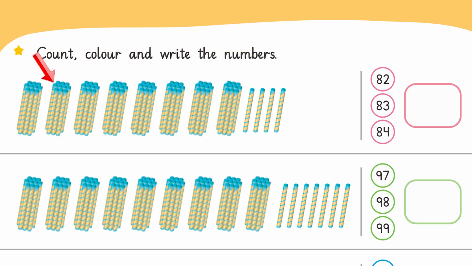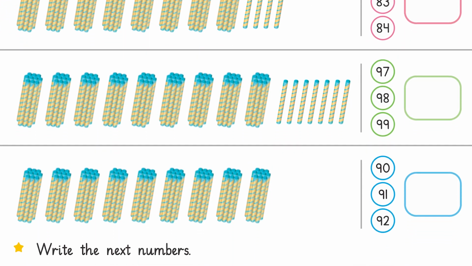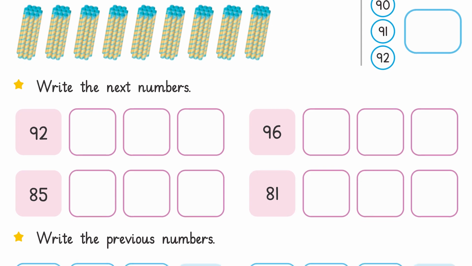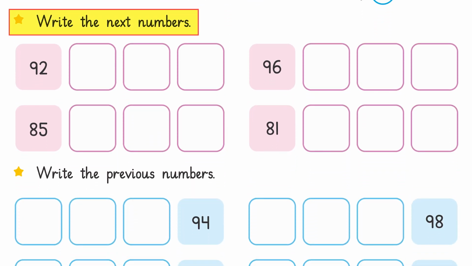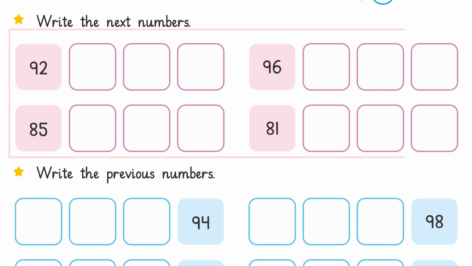10, 20, 30, 40, 50, 60, 70, 80. 81, 82, 83 and 84. You have to color 84 and then you have to write 84 in this box as well. This way you are supposed to do these two parts. Then the question is write the next numbers. You have 4 set of numbers.